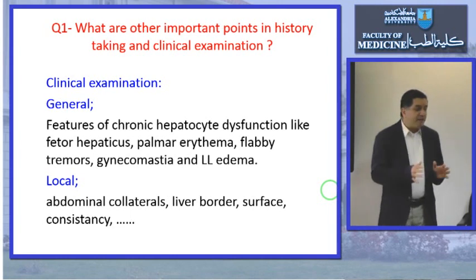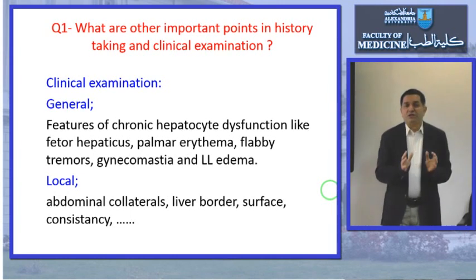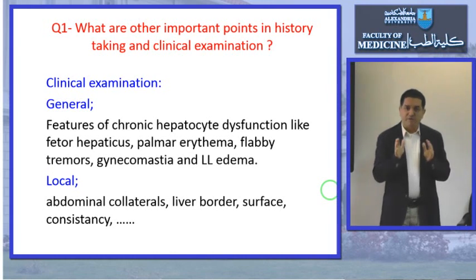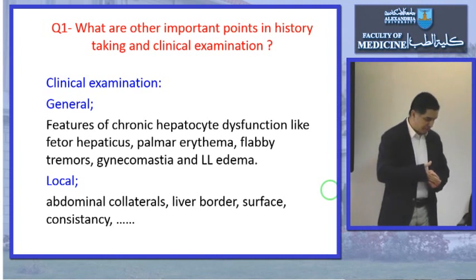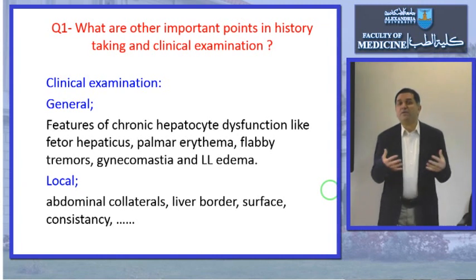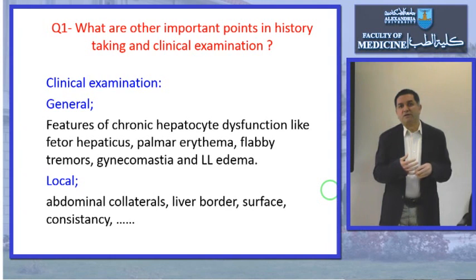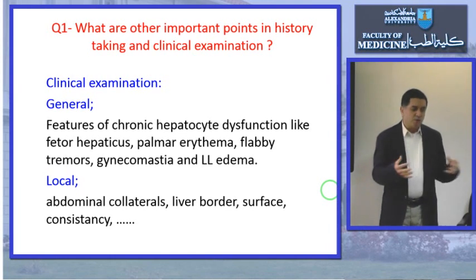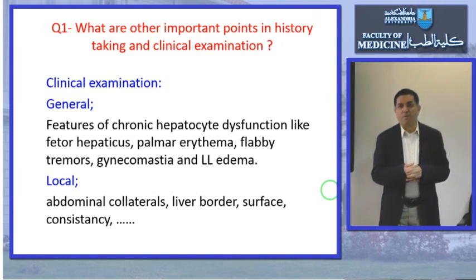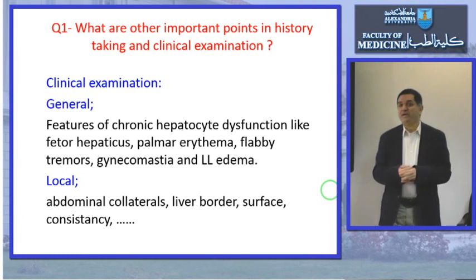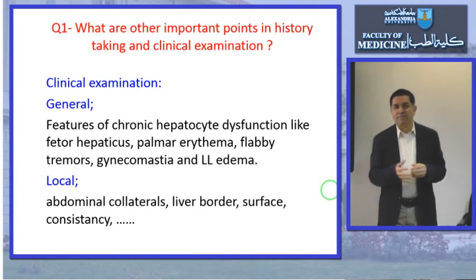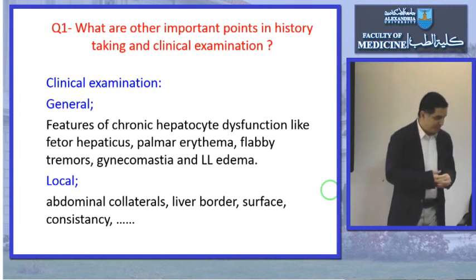Flapping tremors are those in which the patient cannot maintain the posture of outstretched hands, and it can be a manifestation of hepatic encephalopathy. Gynecomastia is an enlarged, firm discoid swelling of the male breast, usually explained also by the presence of hyperestrogenemia in males. Lower limb edema is usually bilateral, and it is usually soft pitting edema.